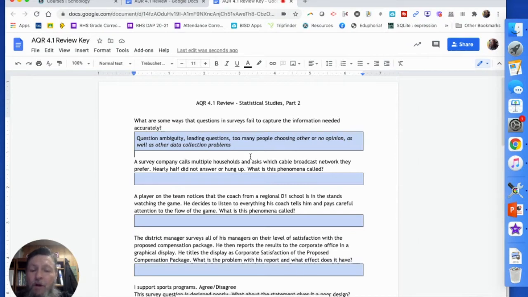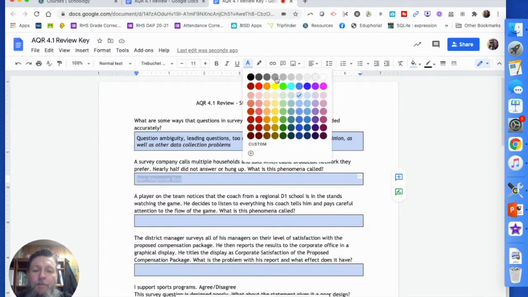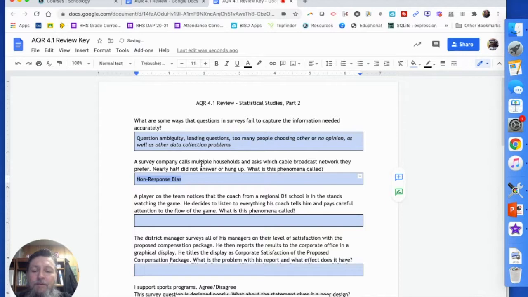A survey company calls multiple households and asks which cable broadcast network they prefer. Nearly half did not answer or hung up. Now, what is this phenomenon called? We call this non-response bias because the participants that we expect to answer actually don't respond. So it's kind of important.